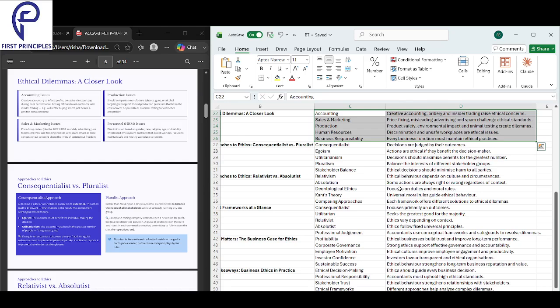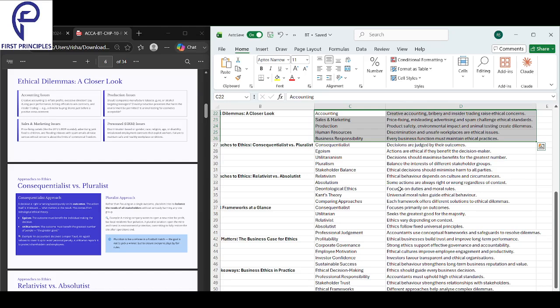Sales and marketing, price fixing, misleading advertising, and spam challenge the ethical standards. Production, product safety, environmental impact, animal testing, don't test things on animals. And then human resources, discrimination and unsafe workplaces are ethical issues. And finally, business responsibility. Every business function must maintain ethical practices. It's the responsibility of a business to maintain ethical practice.